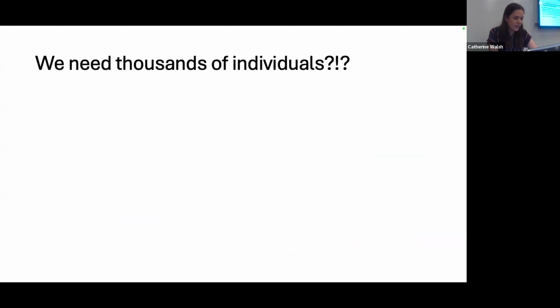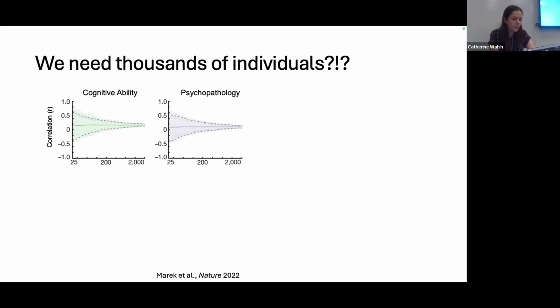So that led to these questions of, do we really need thousands of individuals to study these kinds of brain behavior correlations? And so just to give a brief overview of what they found, they took subsamples of varying sizes from the ABCD study, which is a big study of adolescent brain cognitive development, which has thousands of subjects.